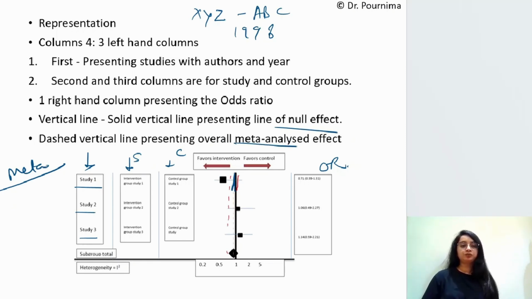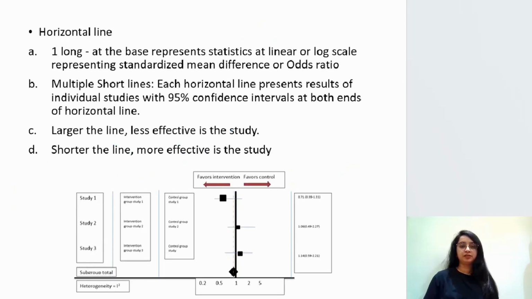Now we come to what further we can see here. You can see there are various horizontal lines. So this is a horizontal line, this is a horizontal line. One long line at the base represents a statistic line at linear or log scale representing standardized mean difference or odds ratio. And these multiple short lines, each horizontal line, represent the result of individual studies with 95% confidence interval at both ends of the horizontal line.